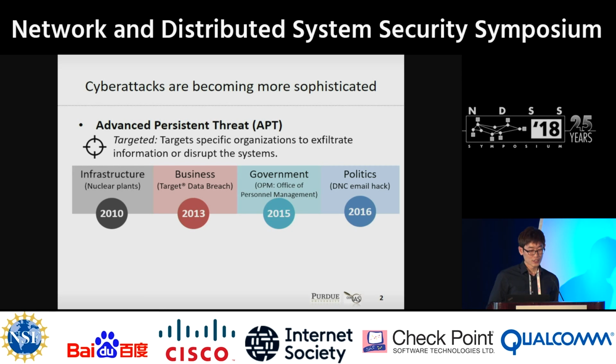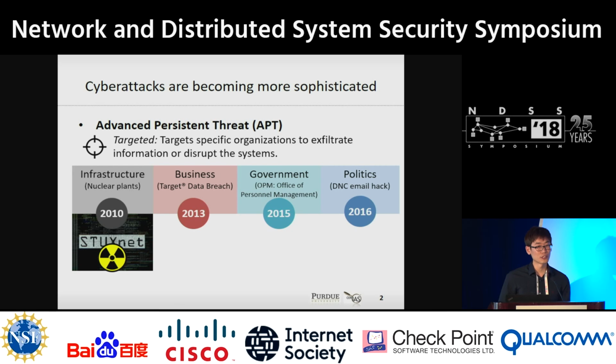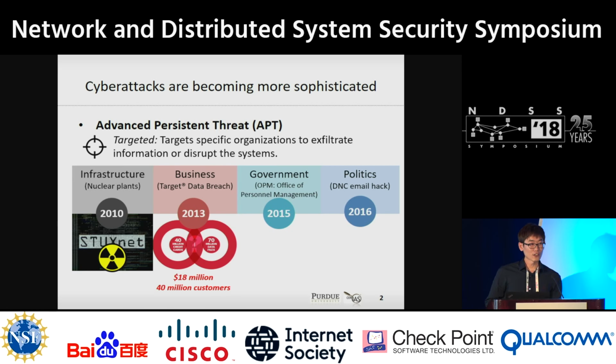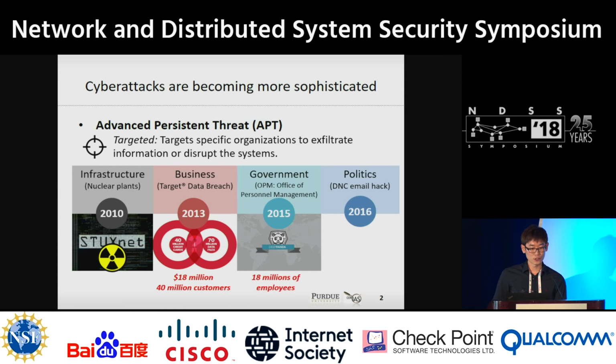For example, Stuxnet targeted the most dangerous infrastructure, a nuclear plant, endangering all of humanity. The retail giant Target paid $18 million for a data breach that affected 40 million of its customers. The Office of Personnel Management of the United States was hit by APT attacks, affecting 18 million employees. And the well-known Democratic National Committee email hack in 2016 was also believed to be done by an APT group.